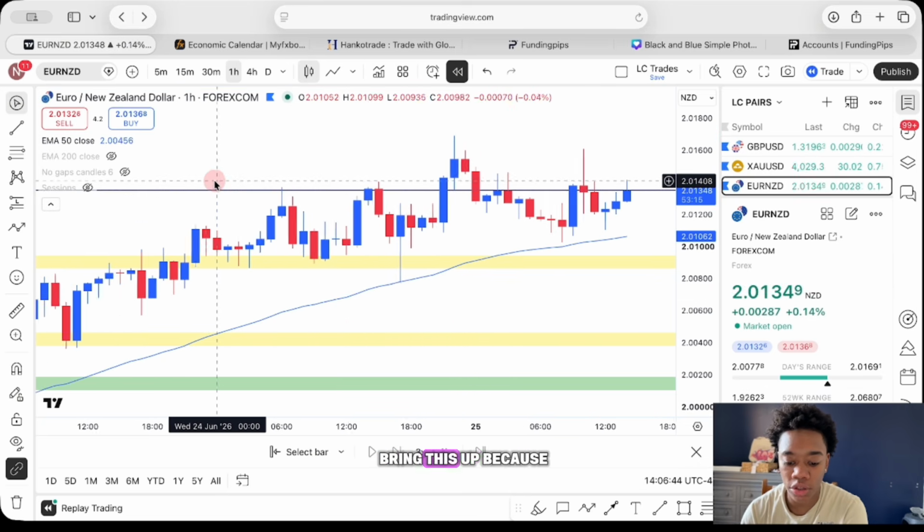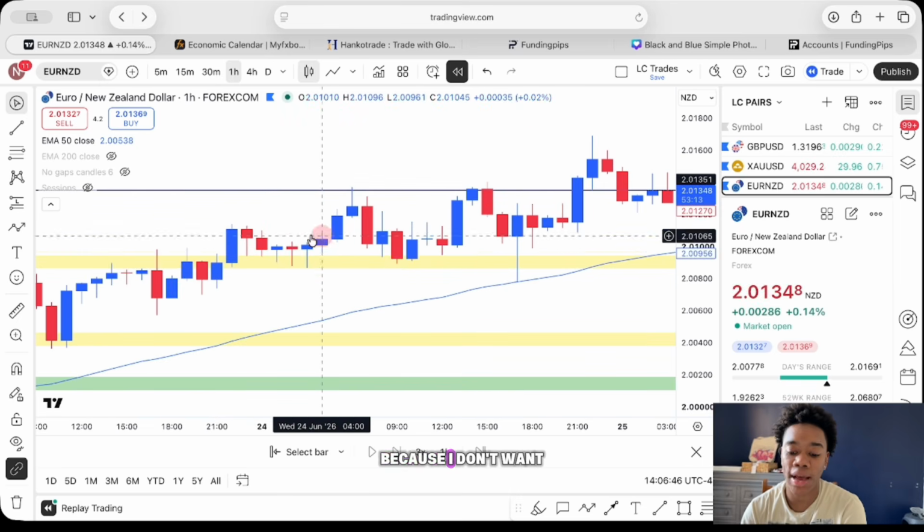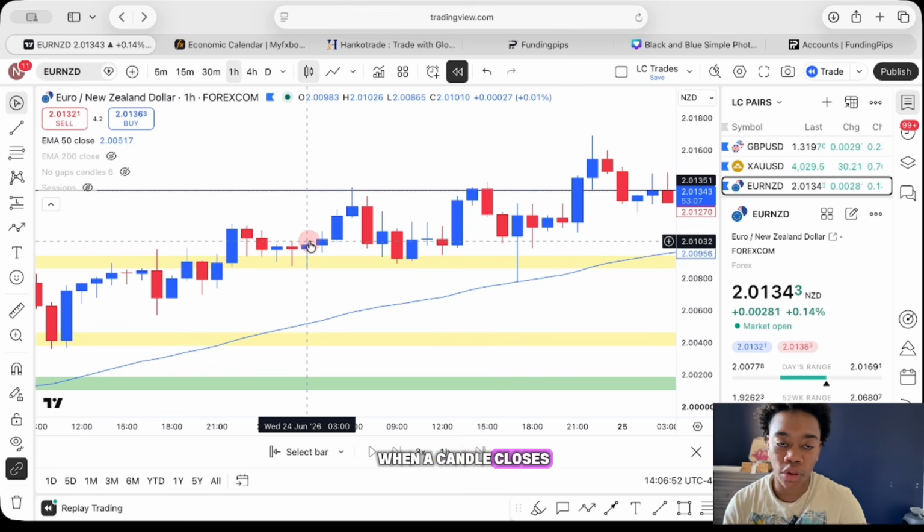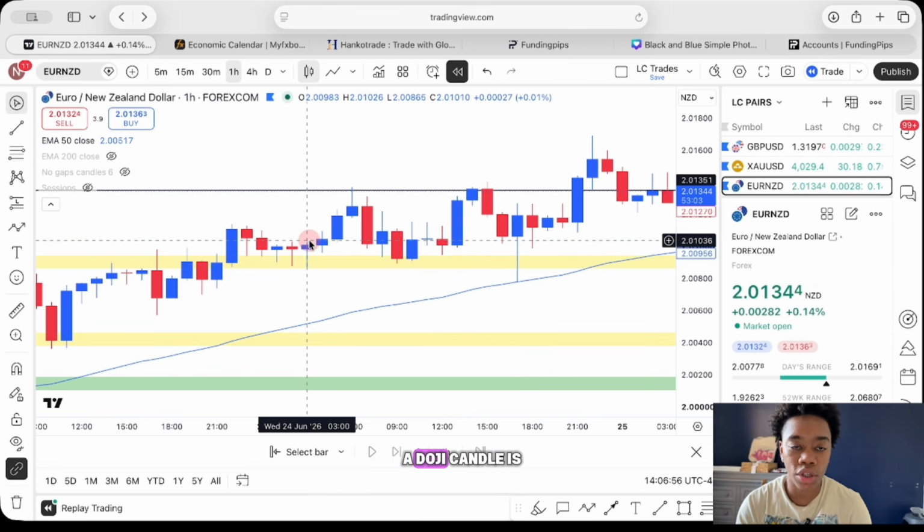I just wanted to bring this example up because I don't want you guys to think, oh my God, Nyla said to get in when a candle closes, no matter what. No, pay attention to what candle is closing. A doji candle is not a good candle to enter. Do not feel confident because, yes, I got a doji close above my area. I'm getting in. What? No, please don't do that.